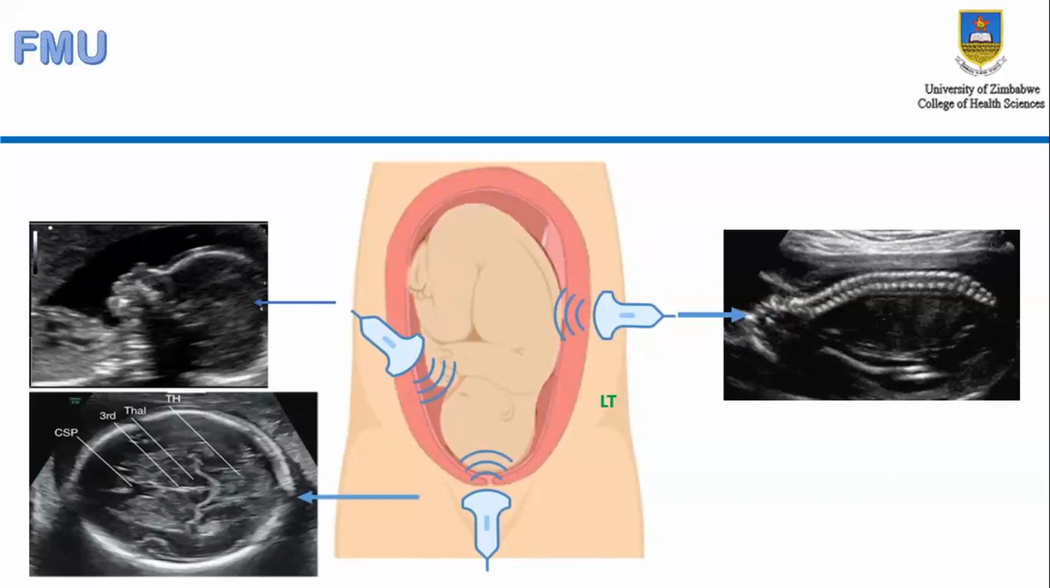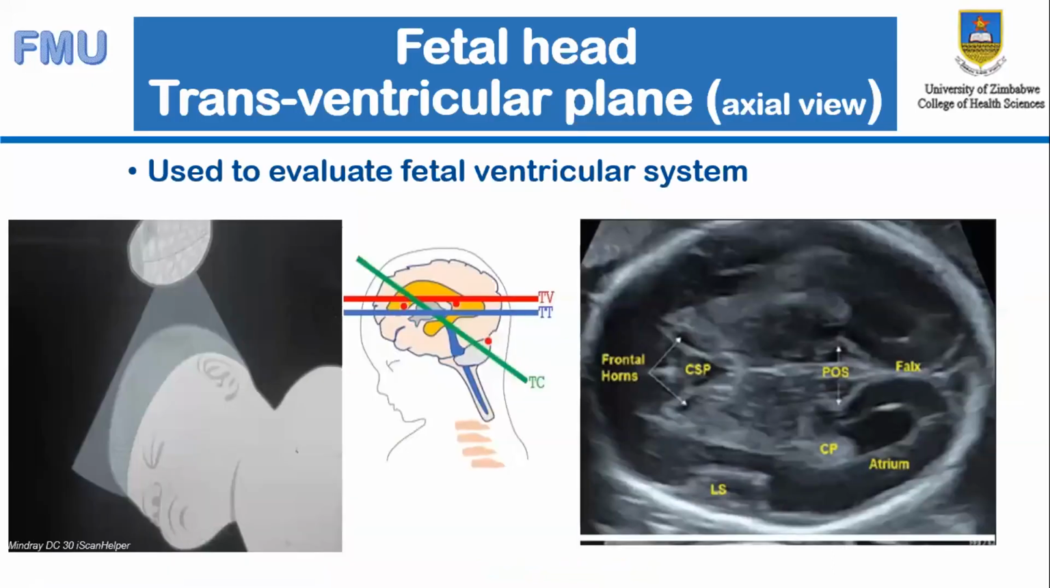So moving on with assessment of the fetus, we first want to assess the fetal head. For assessment of the fetal head, we want to assess the ventricular system, the anterior, the middle, and the posterior fossa. There are two axial planes that allow visualization of cerebral structures to assess the anatomic integrity of the brain, which are the transventricular plane and the transthalamic plane.